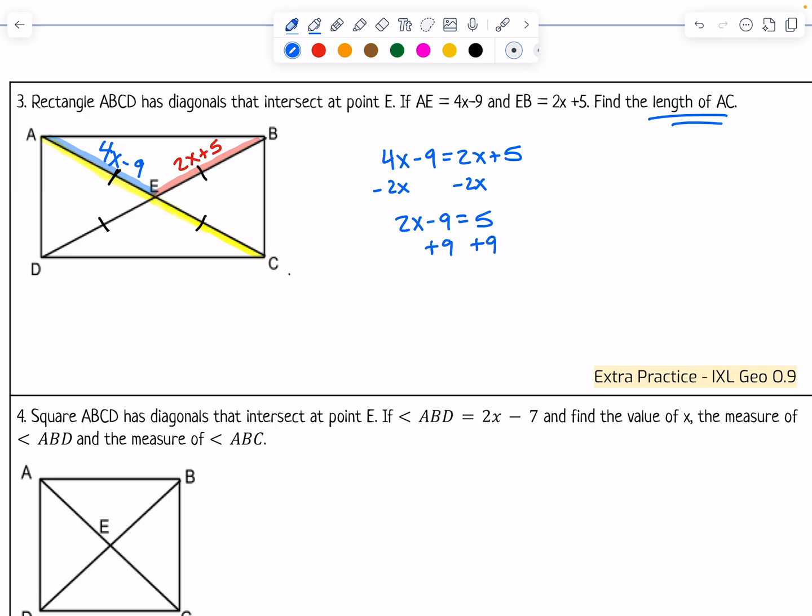Then we can add 9, so we get 2x equals 14. Then divide both sides by 2, and we get x is equal to 7. But that's not the answer they're looking for, so we've got to plug it back in.